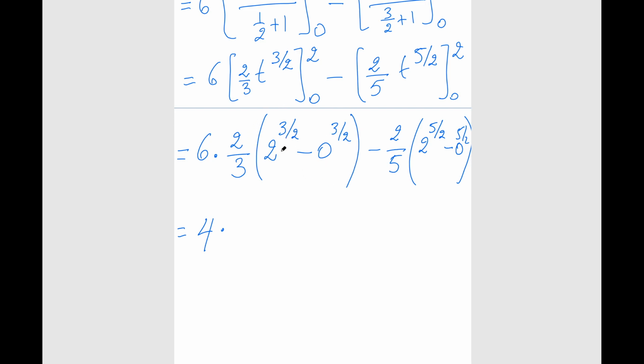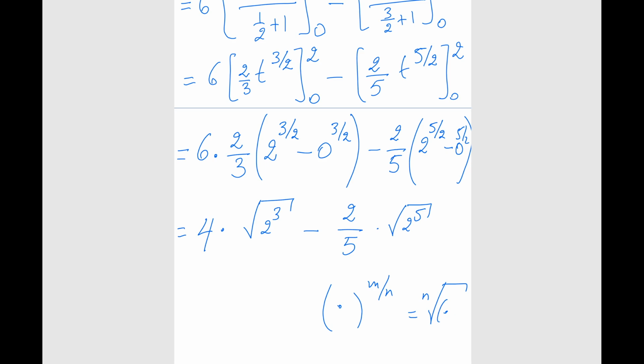to power 3 halves. And what's 2 to power 3 halves? Well, take a look. This means the square root of 2 cubed, right? Alright, let's keep it like this for a second. Minus 2 over 5 times this, the value of this package is square root of 2 to power 5, right? Correct? Remember, something to power m over n is the same thing as the nth root of the thing to power m. Correct? Remember this? So that's exactly what I'm using here.